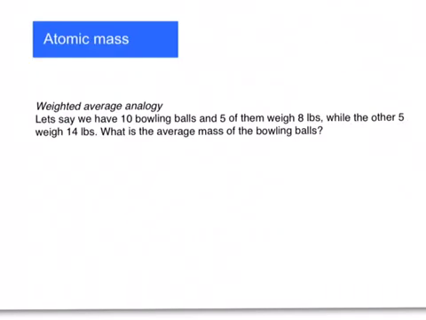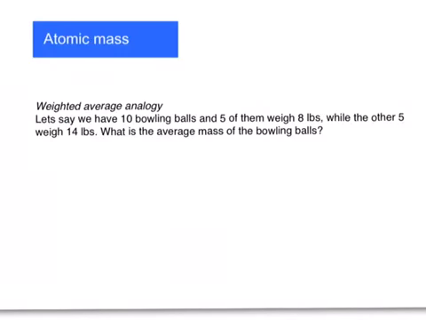So we're going to do an example that doesn't use atoms just yet, just to help you wrap your head around what a weighted average is. So let's say that we have 10 bowling balls. 5 of them weigh 8 pounds, and the other 5 weigh 14 pounds. So how would we figure out what the average mass of the bowling balls is?